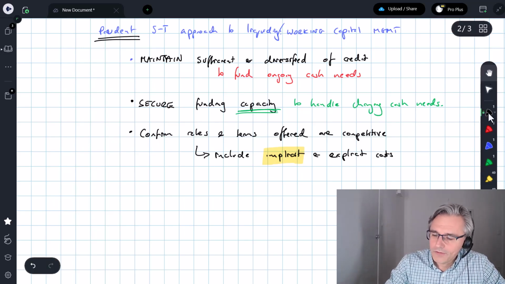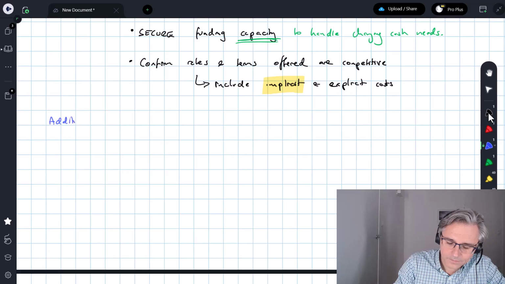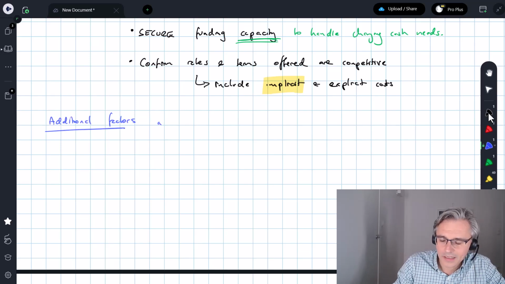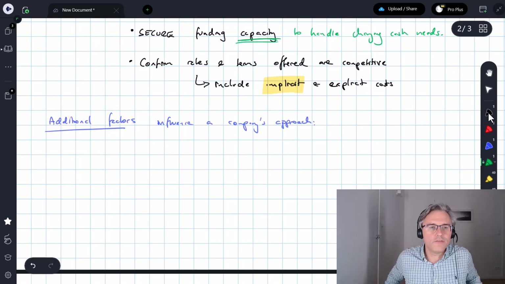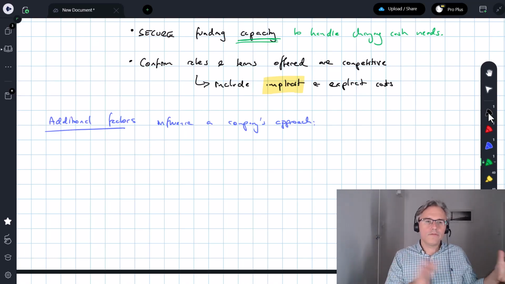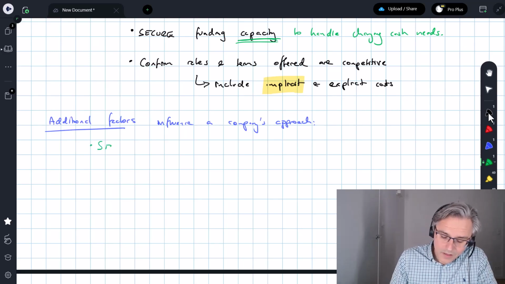Now, the book also talks about some additional factors that need to be considered, or which I guess influence a company's approach to the matter of working capital. So kind of how it chooses to function in terms of the conservative, aggressive or moderate approach. Size is a big factor.